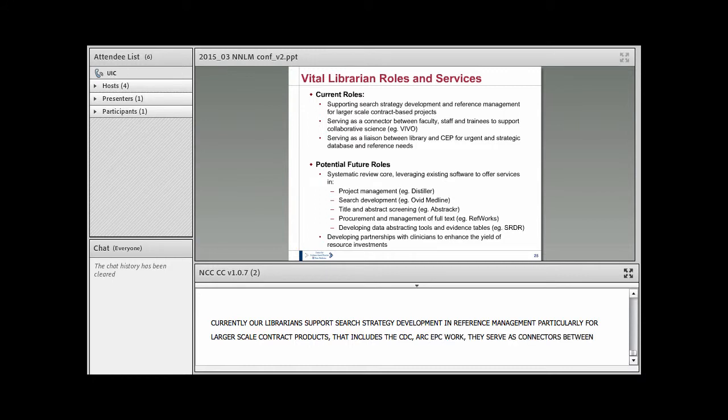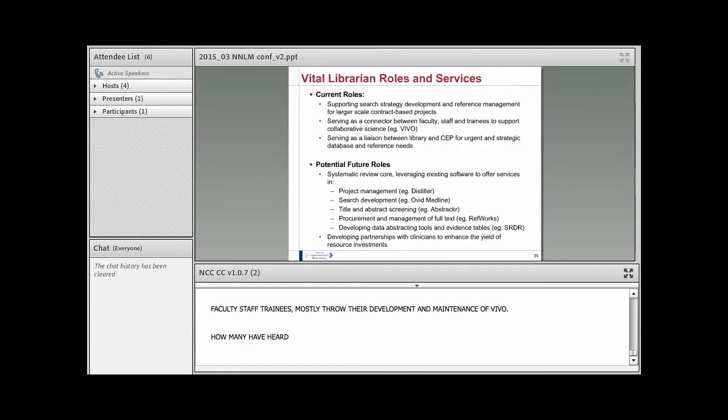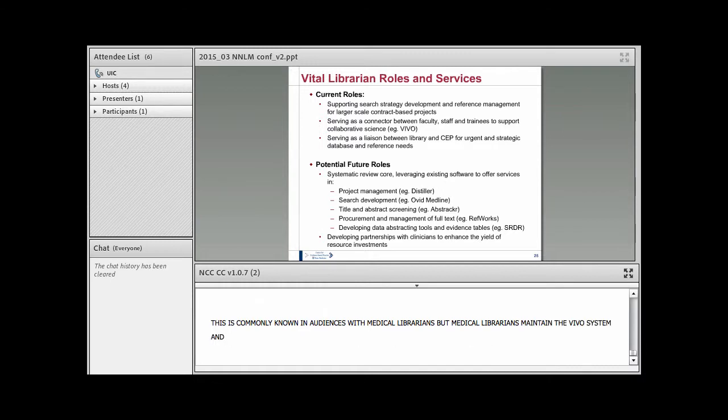mostly through their development and maintenance of VIVO. How many people have heard of VIVO before? Great, yeah, this is commonly known in audiences with medical librarians, but our medical librarians maintain our VIVO system, and it really allows us to find faculty and other staff who are well-versed in certain domains when we need to pull in those staff for collaborative projects. And then they serve as a liaison between our center and the library for urgent and strategic database and reference needs.